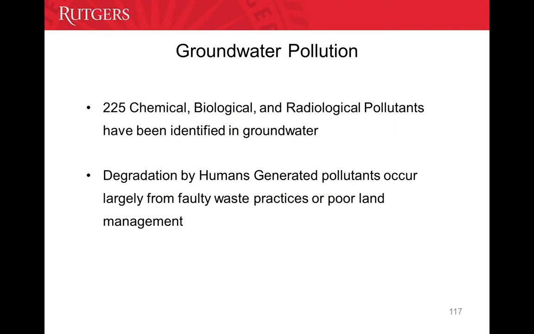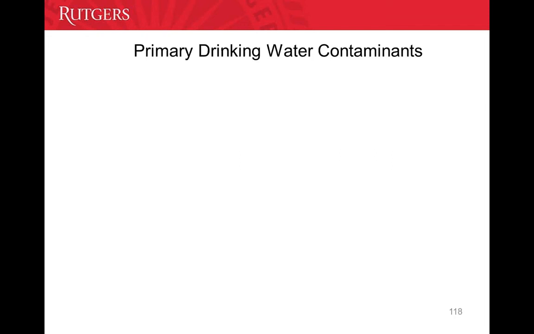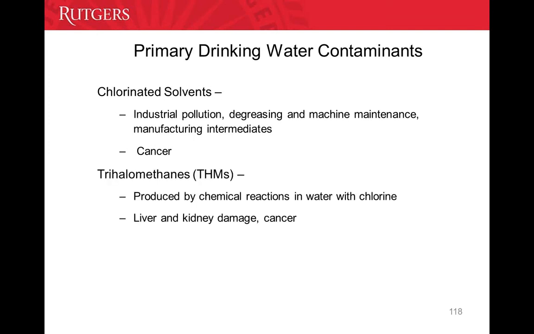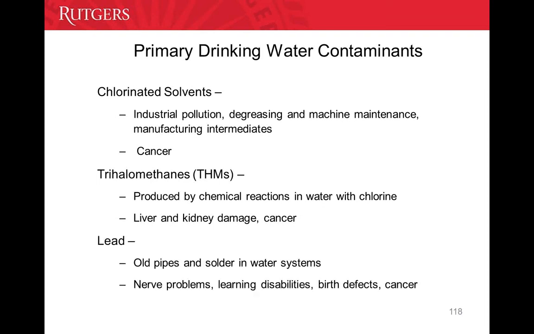Now, there are about 225 chemical, biological, and radiological pollutants that US EPA has identified in groundwater, and the majority of them are anthropogenic. They happen because of us, because we didn't have good waste practices, or we've managed the land poorly. The primary drinking water contaminants are the chlorinated solvents from industrial activity. They typically are cause for concern for cancer. The trihalomethanes, which are produced by chemical reactions in water with chlorine, again, cancer, liver, and kidney, okay, the THMs, and lead. Lead just won't go away.